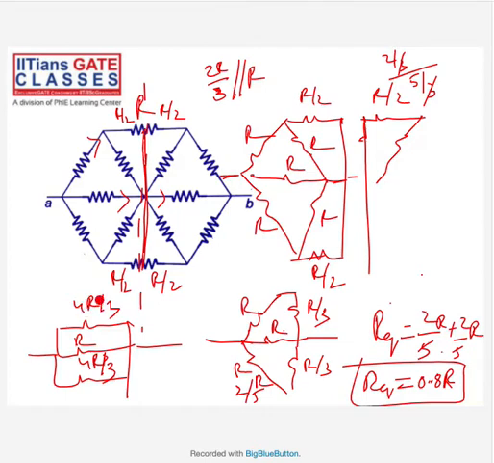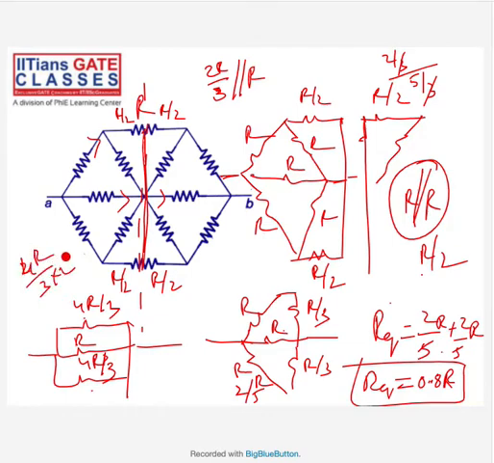This is what I did. 4R by 3 and 4R by 3 are in parallel. So if 4R by 3 and 4R by 3 are in parallel, you'll get 2R by 3, right? 4R by 3 divided by 2. So you'll get 2R by 3. So 2R by 3 and R are in parallel. What will you get?